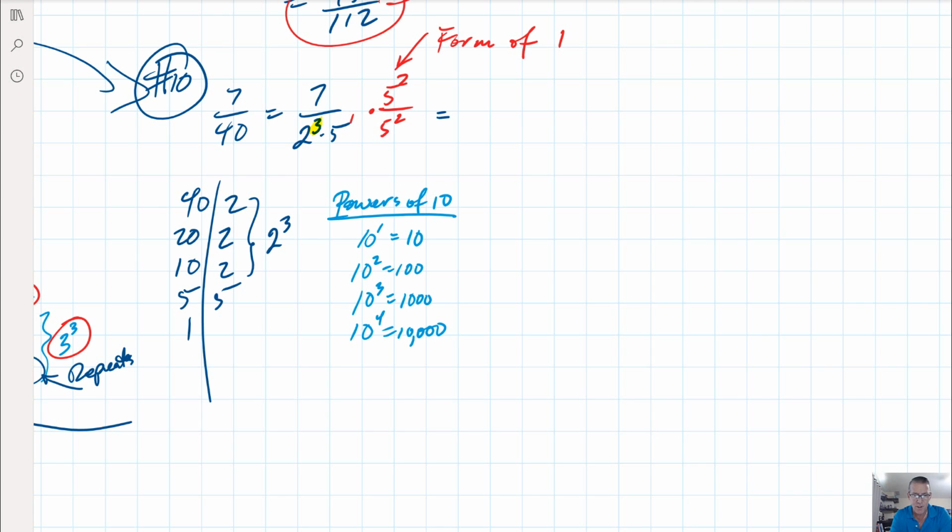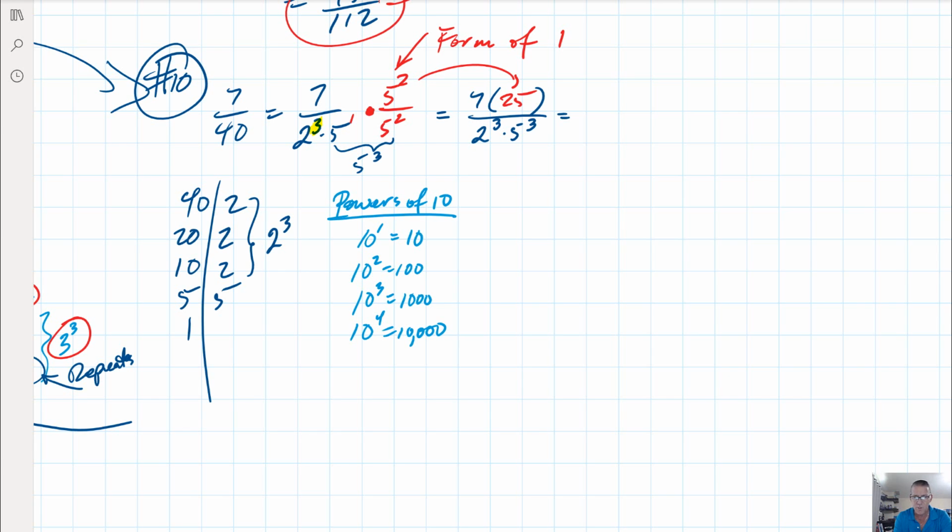So notice the progression here. I put the equal signs in, and I put the times symbol in. I'm multiplying here. So I got 7 times 5 squared, which is 7 times 25, since 5 squared is 25, divided by 2 to the third times 5 to the third.